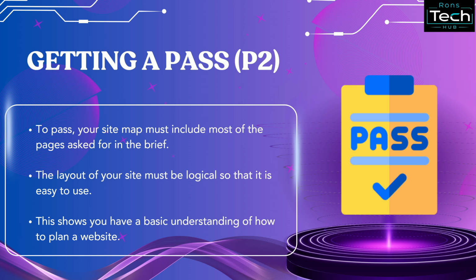Again, my assignments are going to aim for distinction level, and to get to a distinction level, you have to do pass, you have to do merit, and you have to do all the distinction stuff as well. The layout of your site should be logical so that it is easy to use. This shows that you have a basic understanding of how to plan a website.